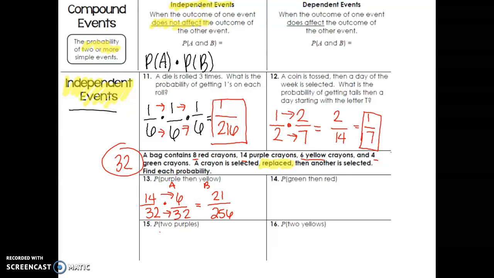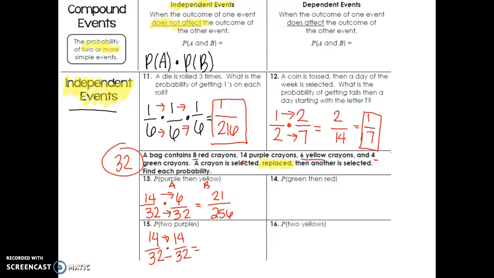Let's look at two purples now. So two purples, I take one purple, that's 14 out of 32. But I do put that purple crayon back. So when I go in to do my second choosing, to reach for another one, it's still going to be 14 out of 32. Nothing has changed. These two are independent events. So I would say 14 out of 32.